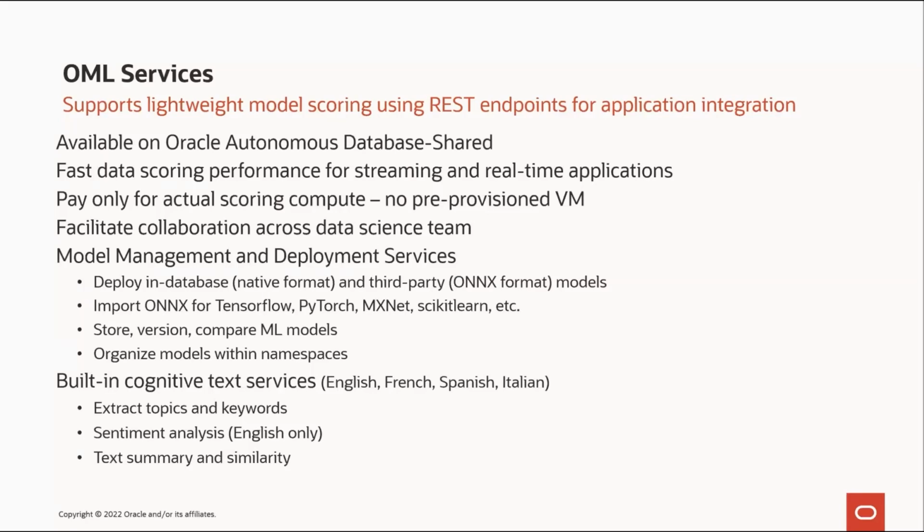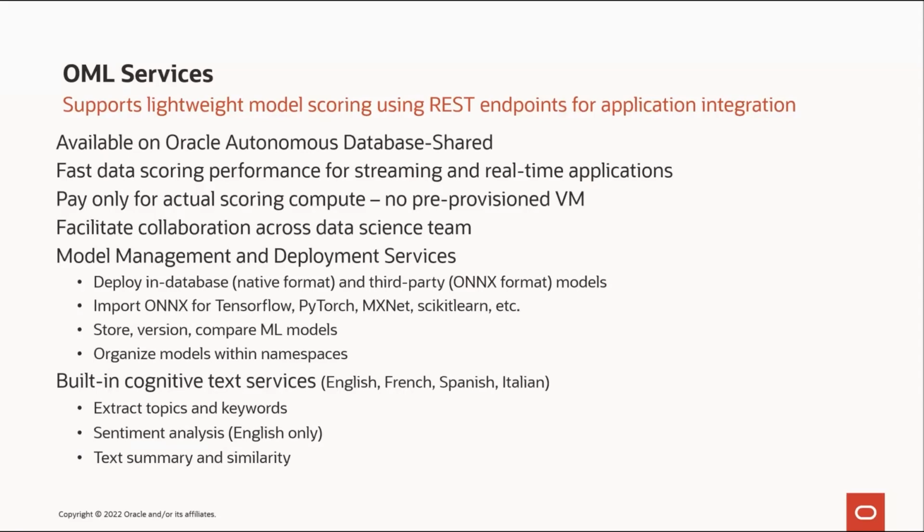First, OML Services. OML Services on Autonomous Database supports lightweight model scoring using REST endpoints for application integration. By lightweight, we mean that OML Services optimizes scoring performance for streaming and real-time applications. OML Services provides model management and deployment for in-database and ONNX format models using REST endpoints. Since it's included with Autonomous Database, no explicit VM provisioning is required for 24/7 availability. The Autonomous Database environment entirely manages the compute resources. Further, users just pay for the additional compute when producing actual predictions.